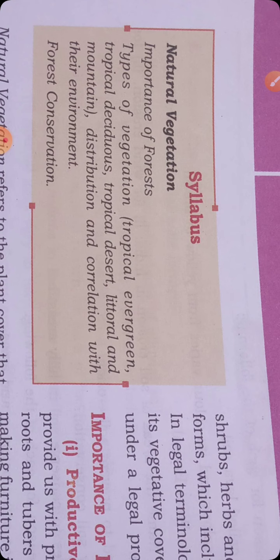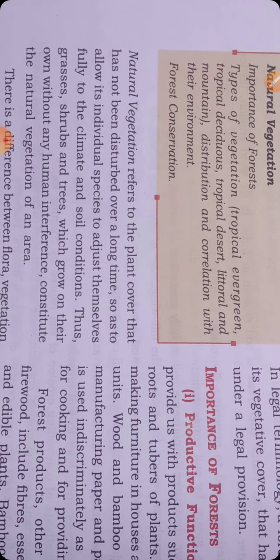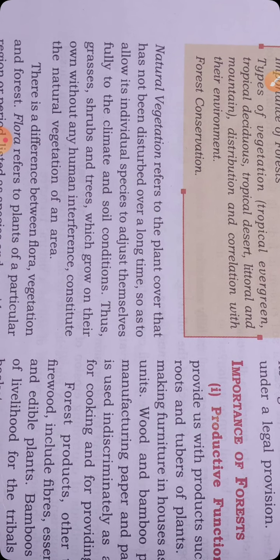So types of vegetation: tropical evergreen, tropical deciduous, tropical desert, littoral, mountain forest. All these different types of forest we'll study. Then distribution and correlation with their environment: how they are distributed in different states of India and what kind of conditions these trees require for growing. Forest conservation also we'll study, that is important. Let us see what is natural vegetation.